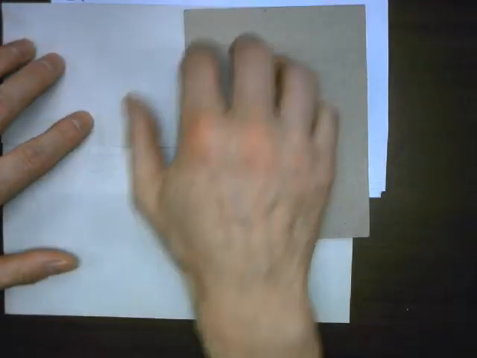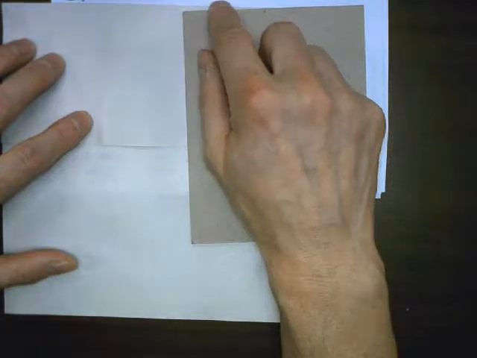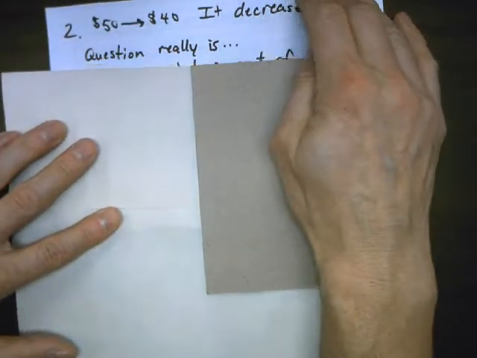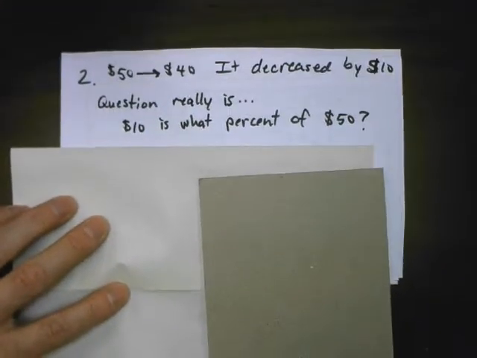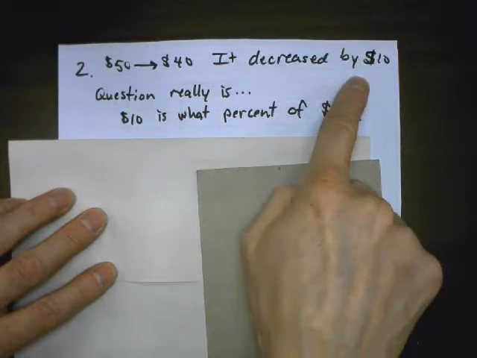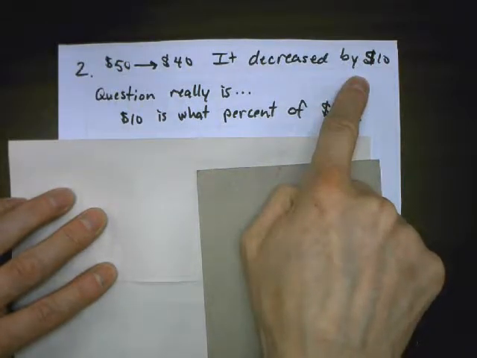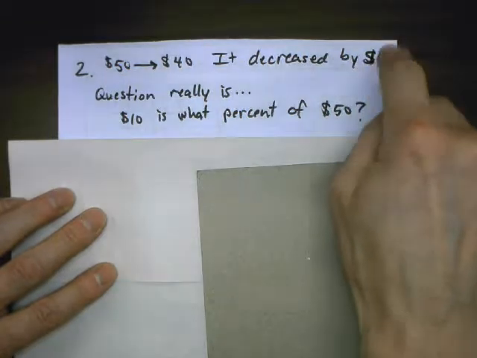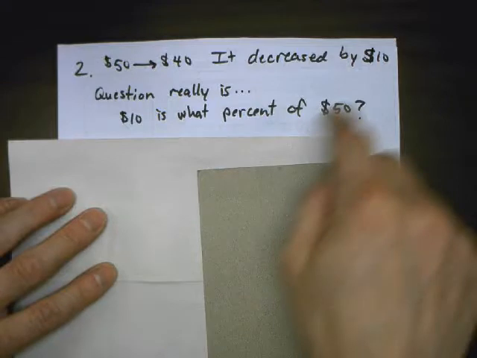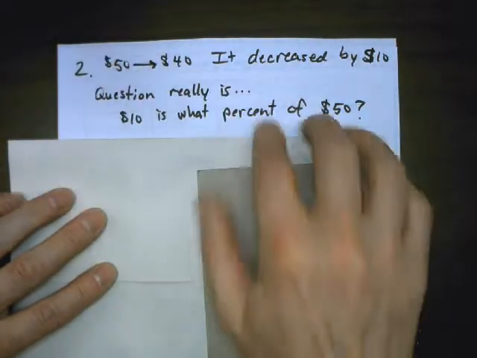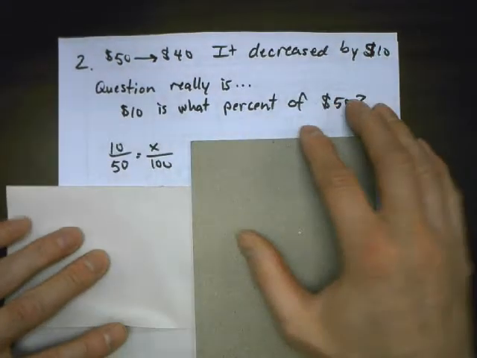Number 2 says a company lowered the price of an item from $50 to $40. What's the percent of decrease? So this question is asking us, $10 is what percent of $50? And the reason I know they're asking me this is because it decreased by $10. And so percent of decrease means find how much it went down by. In other words, subtract these two, and then answer the question, this is what percent of the original or old amount. So again, we use percent proportion for that.